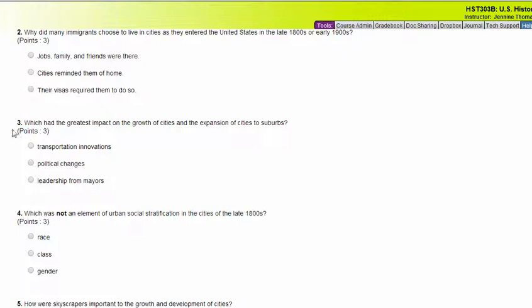Question number 3, which had the greatest impact on the growth of cities and the expansion of cities to suburbs? Was it transportation innovations, political changes, or leadership from mayors? Number 4, which was not an element of urban social stratification in the cities of the late 1800s? Race, class, or gender? Remember, you're looking for the one that does not fit.